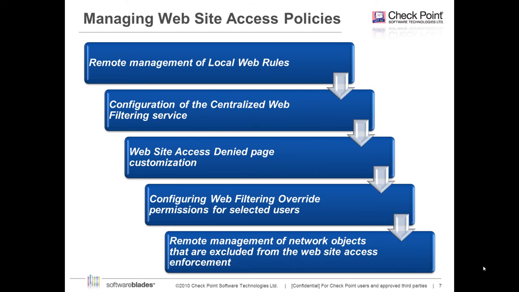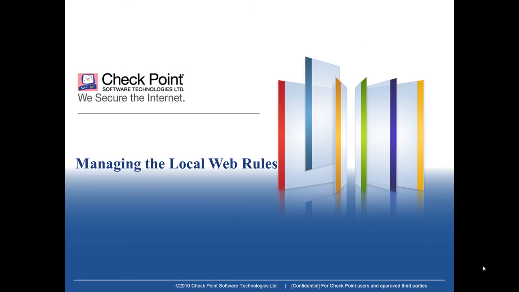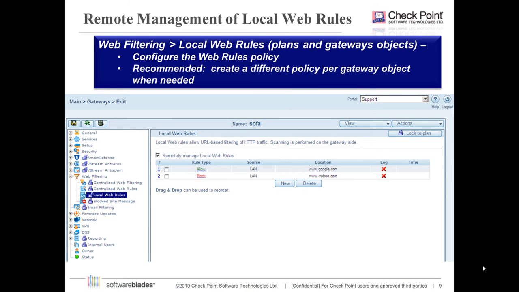Managing website access policies. Remote management of local web rules. Configuration of centralized web filtering service. Website access denied page customization, configuring web filtering override permission for selected users, remote management of network objects that are excluded from the website access enforcement. Managing the local web rules. Under web filtering, local web rules, plans and gateway objects, you can configure the web rules policy. It's recommended to create a different policy per gateway object when needed.